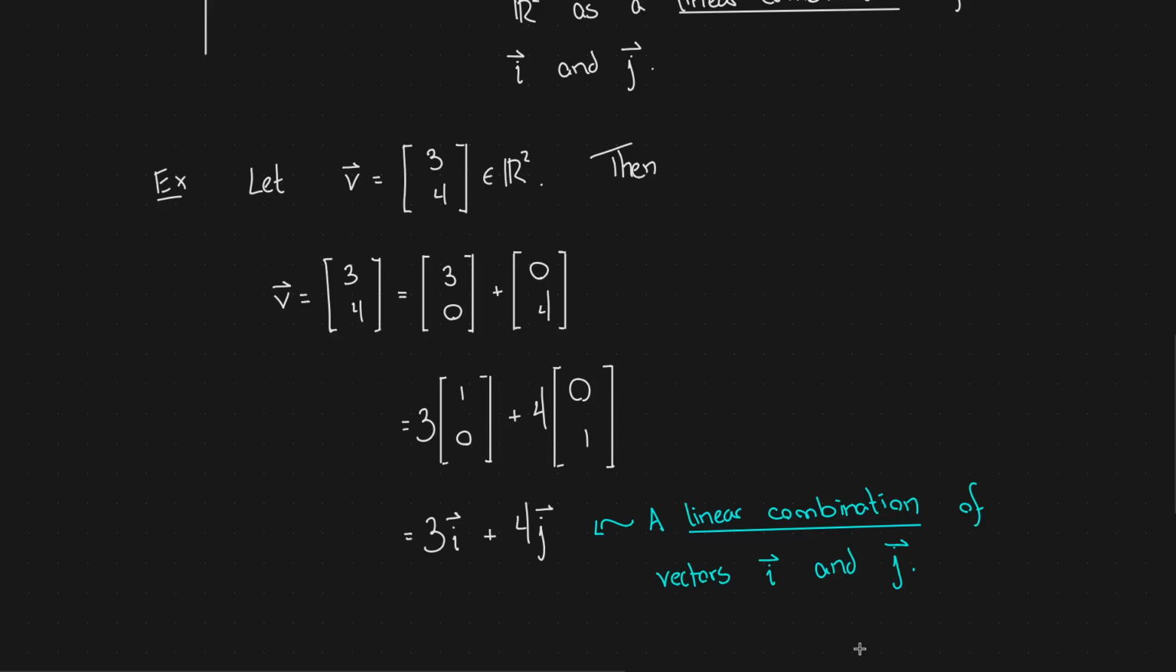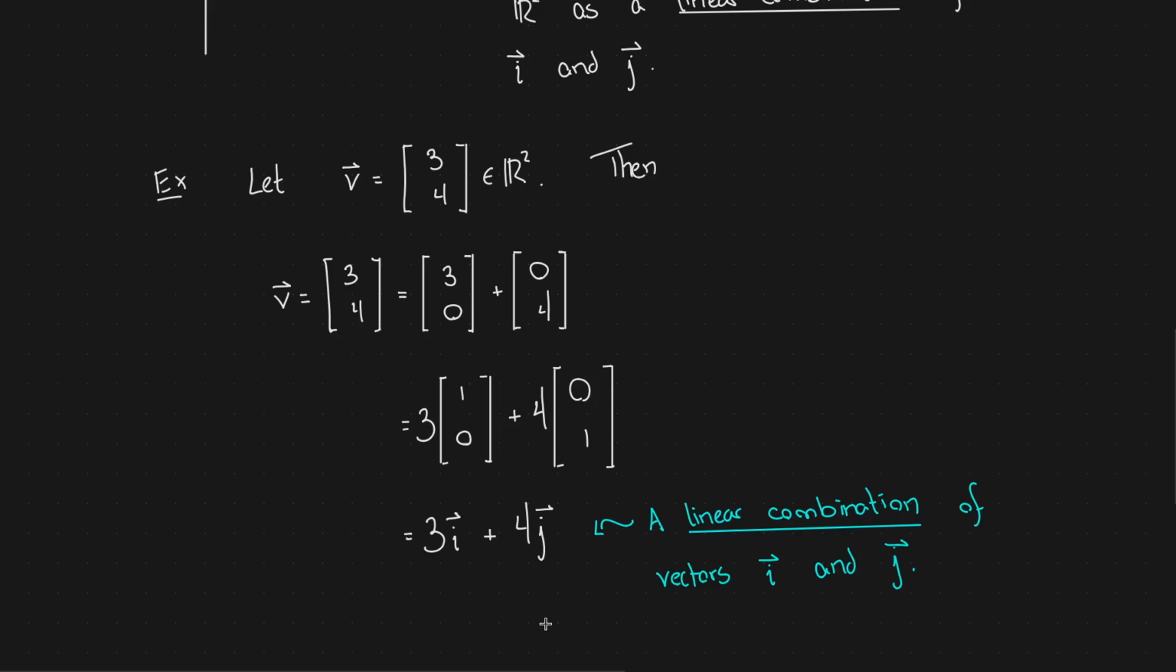Okay, we're going to talk a lot more about linear combinations later on in the course. It's going to be an idea we come back to again and again. It's an important idea in linear algebra. In essence, a linear combination of vectors i and j means we have multiples of i and j being added to each other. So in this case, I have 3 times i and 4 times j, so those are multiples of i and j, and I'm just adding them together.